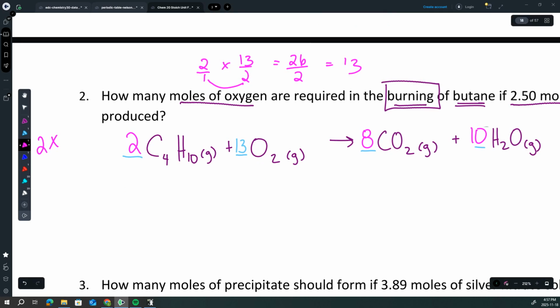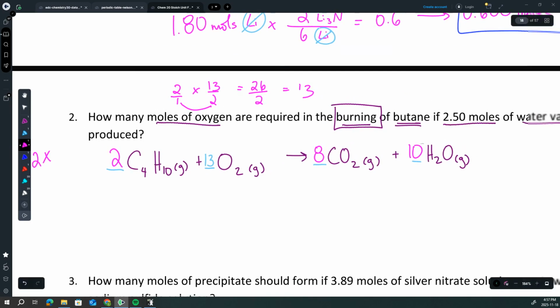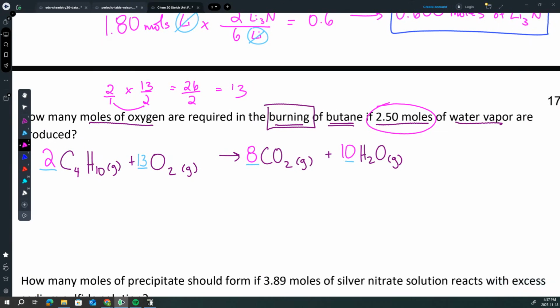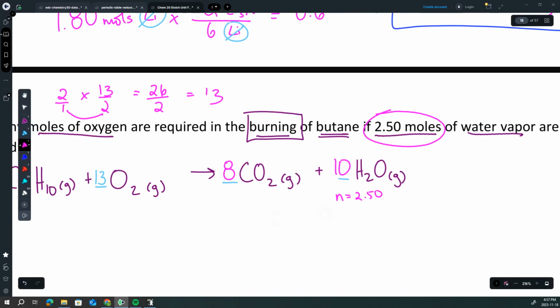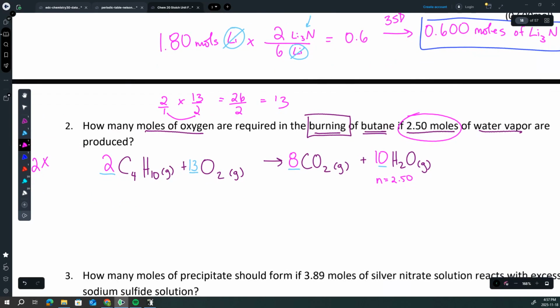All right. So, step 1, write a balanced chemical equation. That is done. Step number 2, find your moles of your given. Well, moles of given were given in the question, so I'm just going to write that underneath. We have 2.50 moles of water vapor. Now, what are we looking for? We're looking for how many moles of oxygen are required. So, moles of oxygen, we got no clue.